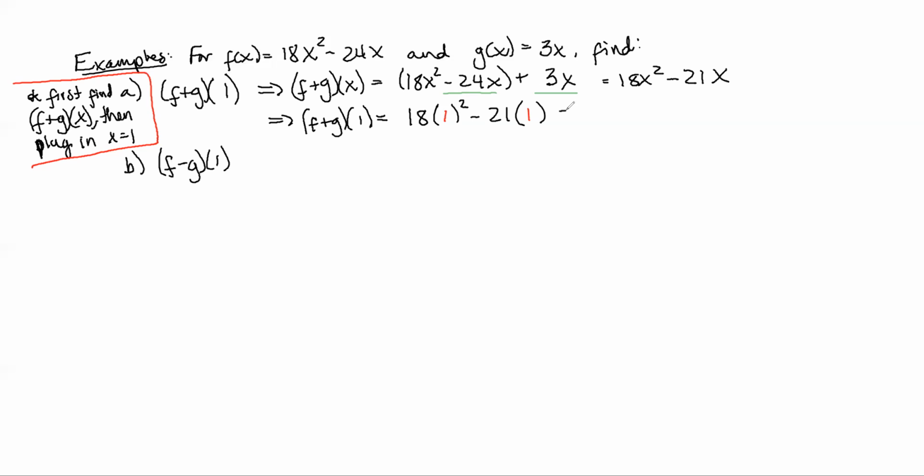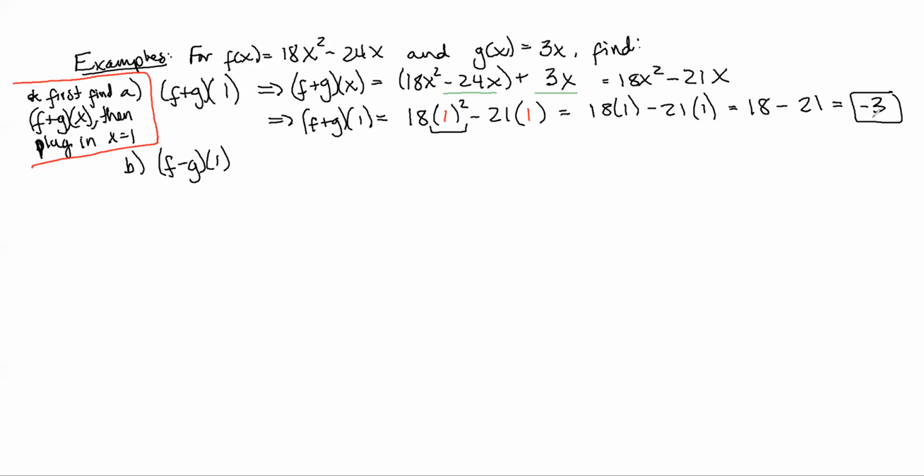All right, now if we go ahead and simplify, 18 times 1 squared, we need to square this one first. 1 squared is 1, so we have 18 times 1 minus 21 times 1. I'll multiply in the same step here. These are nice though. 18 times 1 is 18, minus 21 times 1 is 21. And then subtracting those two, we get -3. So f plus g of 1 is equal to -3.